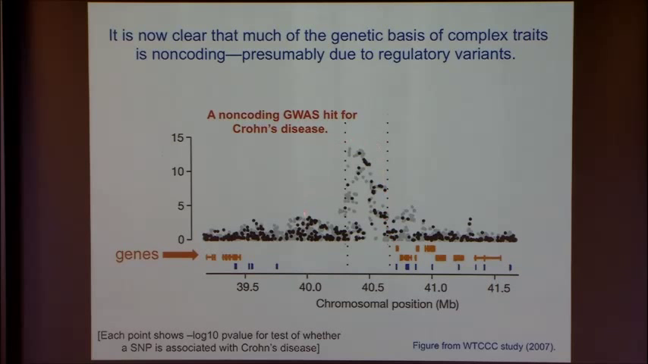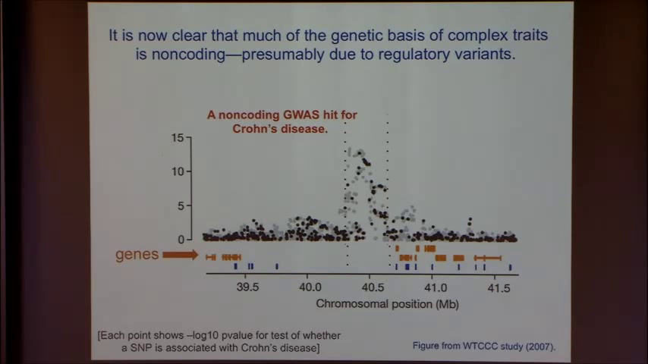And this variant apparently lies outside of any protein coding region. And so we might infer from this that it's most likely doing something regulatory. But it's a great deal of work at present to go from a signal like this to figuring out which is actually the causal site, what does it do, what's the relevant cell type, which gene is it affecting, and so on.